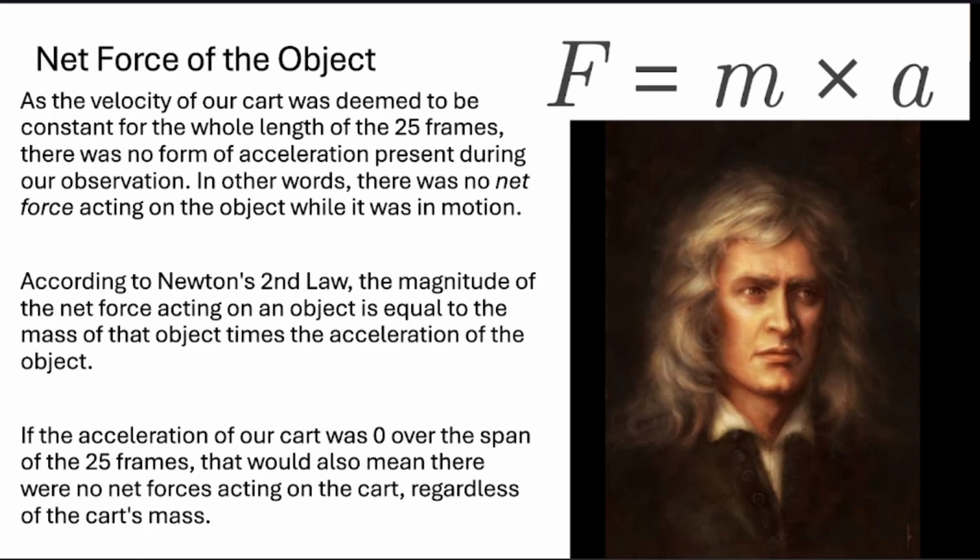According to Newton's second law, the magnitude of the net force acting on an object is equal to the mass of that object times the acceleration of that object. If the acceleration of our cart was 0 over the span of 25 frames, that would mean there were no net forces acting on the cart, regardless of the cart's mass.